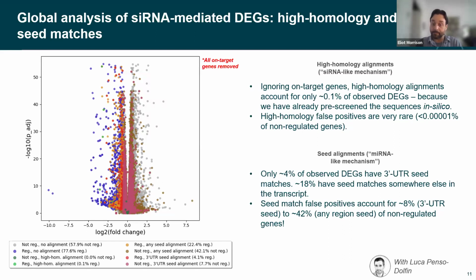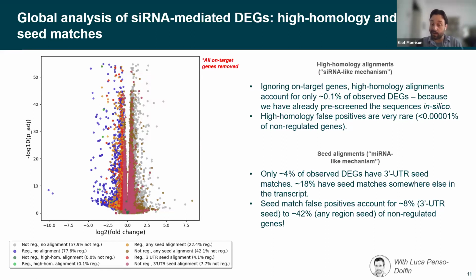I think this analysis also illustrates the false positive problem I mentioned earlier, because if we focus on the genes that were not differentially expressed, not significantly downregulated, you can see that many of them, 8% of them, have a 3' UTR seed match. And again, if we relax this, we get an additional 42% that have a seed match somewhere else in the transcript.